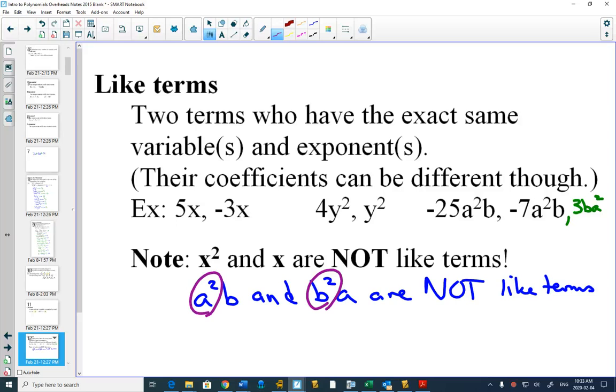So if I wrote this in expanded form, this is a times b. This is b times a. They're not identical. The variables have to be identical in expanded form. So in other words, they have to have the same exponent with the same variable in each one. So you might want to write this example down in your notes to help you understand it even better.